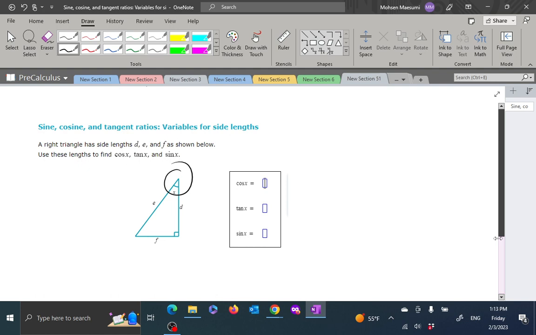So let's label this. This is my adjacent of X, this is the opposite of X, so I will have D, of course, this is the hypotenuse, so D over E. Tangent is going to be opposite over adjacent, and sine is going to be opposite over hypotenuse.